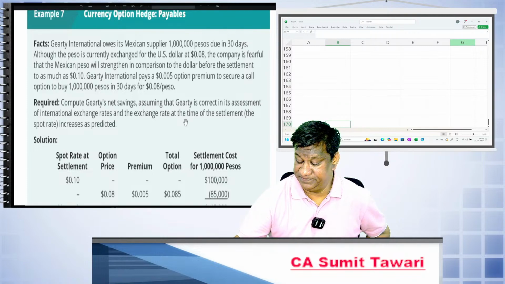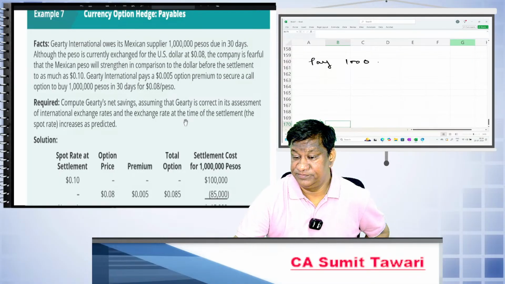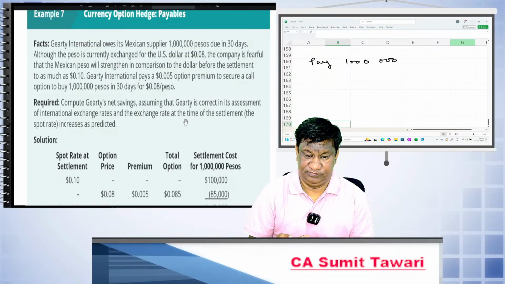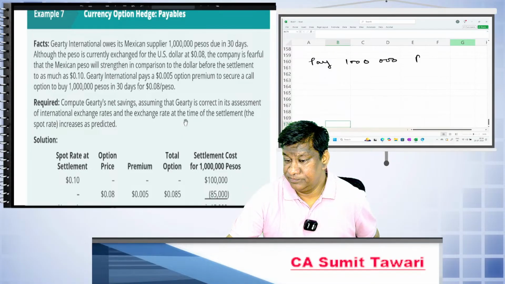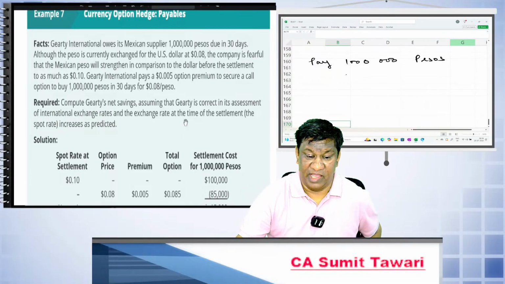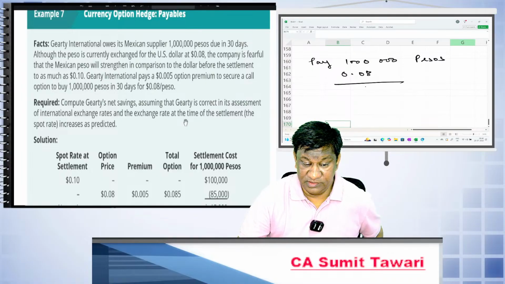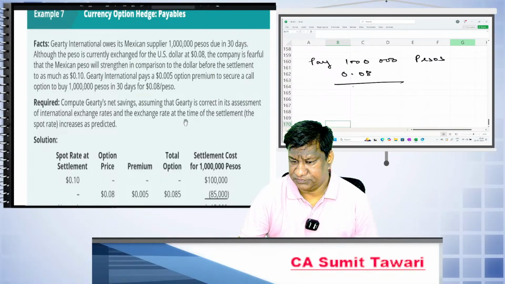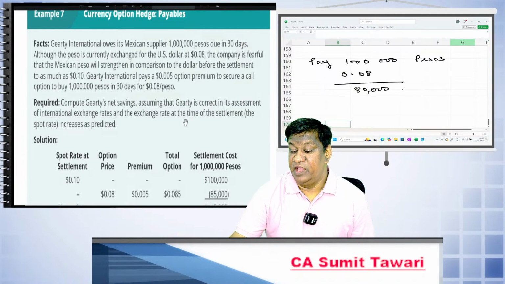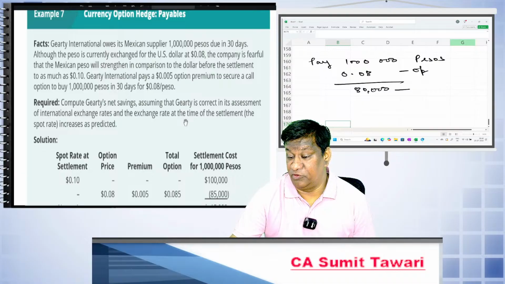So it is basically, what is the party's obligation to pay? 1 million pesos. And the current exchange rate is 0.08. So how much US dollar do we need to pay then? It is 80,000. And this is my option price as well.